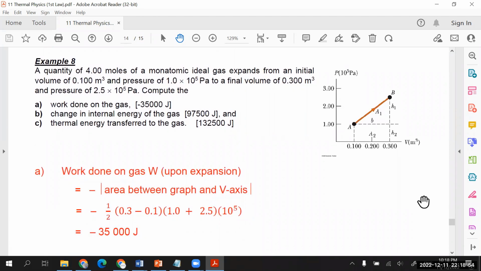Okay, example 8. The work done on the gas is an expansion, so we expect it to be a negative work done. And the area under the graph, in this case, is a trapezium, so we can calculate the area of the trapezium, which gives us minus 35,000 joules.